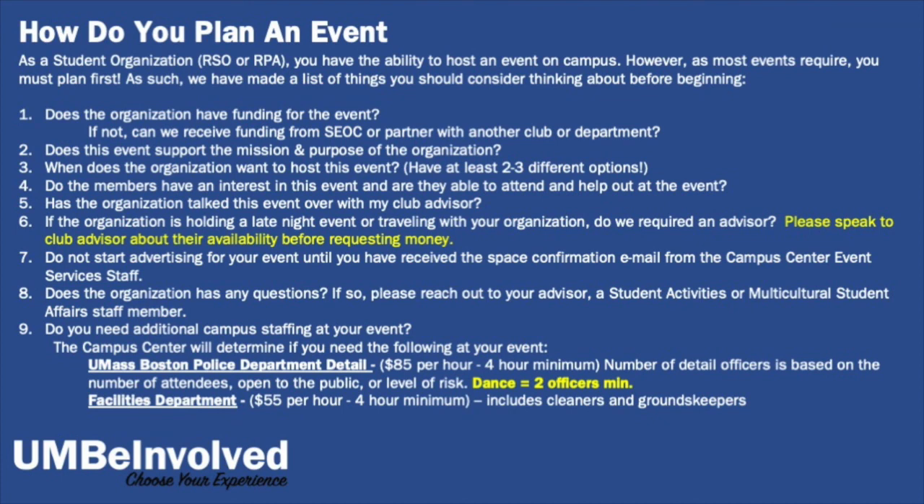Does this event support the mission and purpose of the organization? When does the organization want to host the event? Do the members have an interest in the event, and are they able to attend and help out at the event? Has the organization talked this event over with my club advisor? If the organization is holding a late night event or traveling with your organization, do you require an advisor? Please speak to your club advisor about their availability before requesting money.